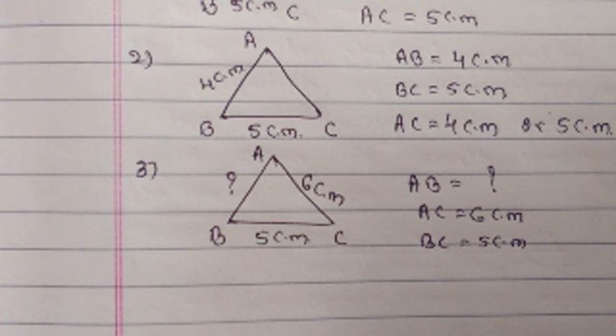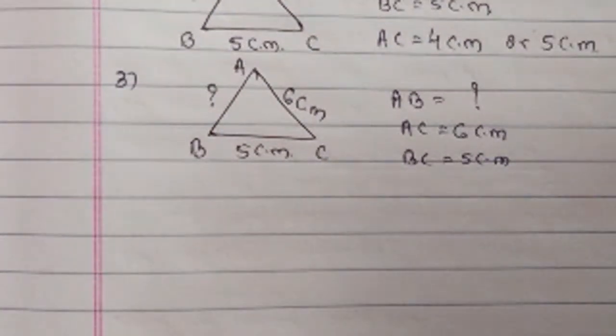And when we consider the triangles based on the sides, again it has 3 categories. First one is equilateral triangle. If in a triangle all the side lengths are equal to each other, then that is an equilateral triangle. The second one is isosceles triangle. In a triangle, if any two sides are equal to each other, then that triangle is considered an isosceles triangle. And the third one is, if in a triangle all side lengths are different, then we call that triangle a scalene triangle.